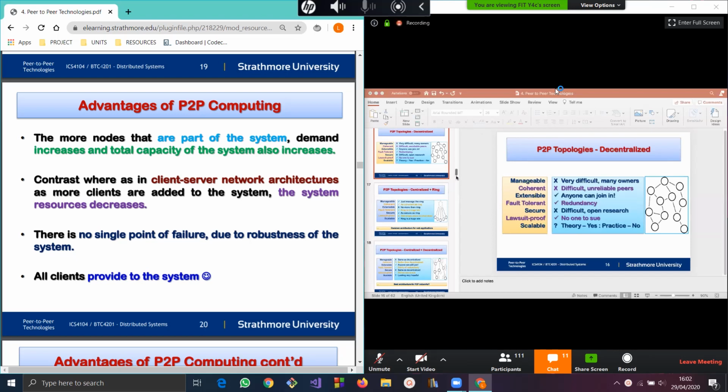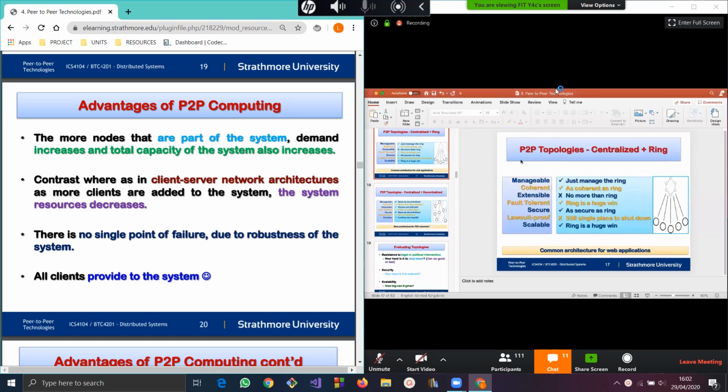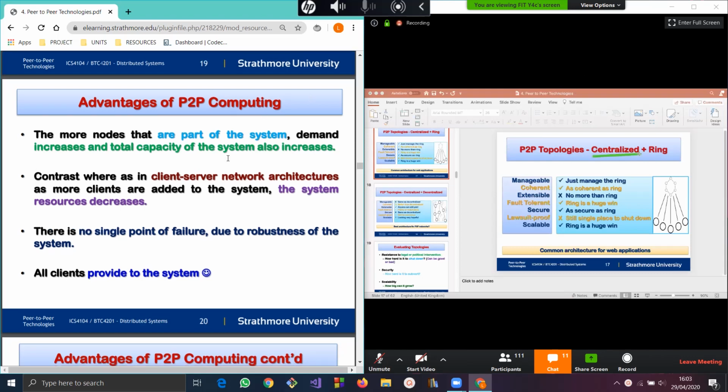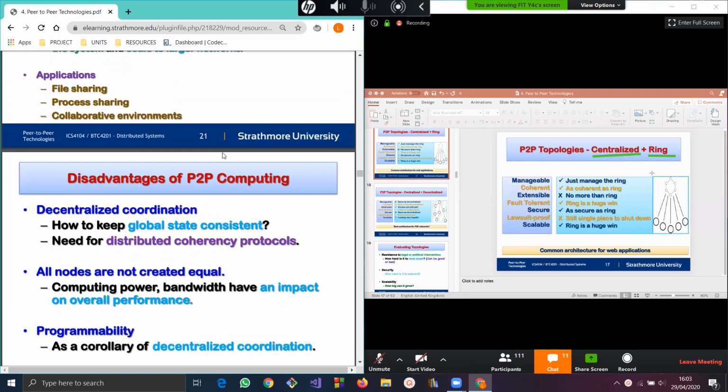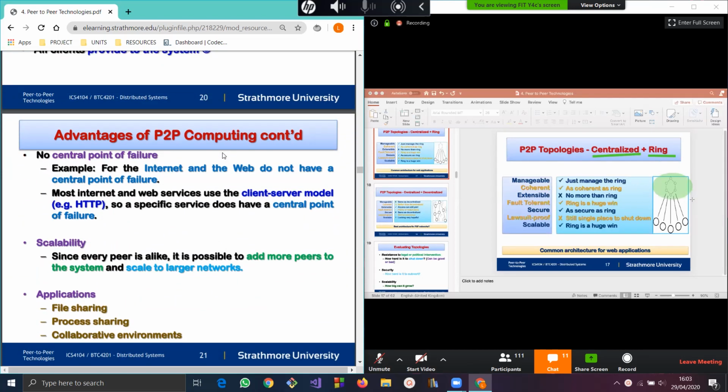Then, of course, from what we have discussed, we can now combine some of this. We can simply say, okay, let me have a centralized and a ring. So now if you think about what we mentioned earlier on, the capabilities of the ring are still there. But now we have a scenario where we have the nodes.